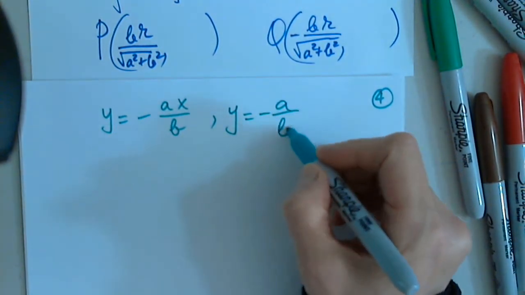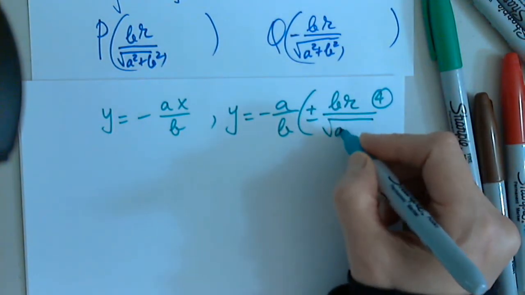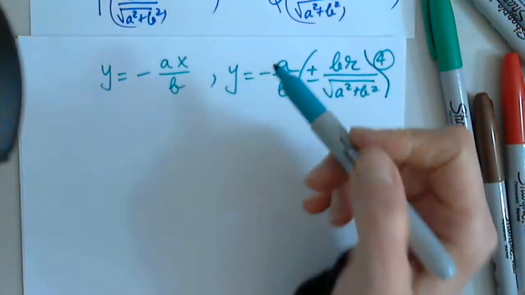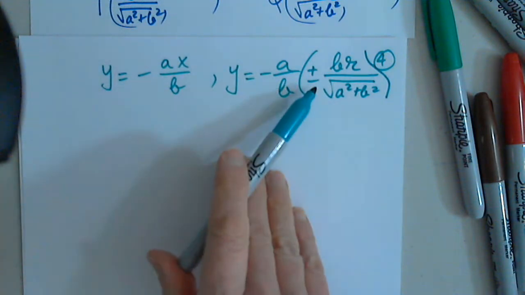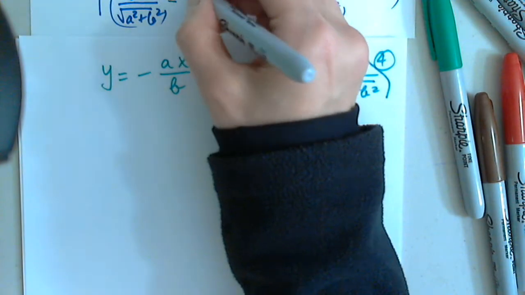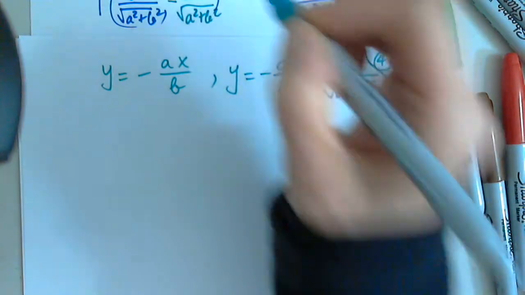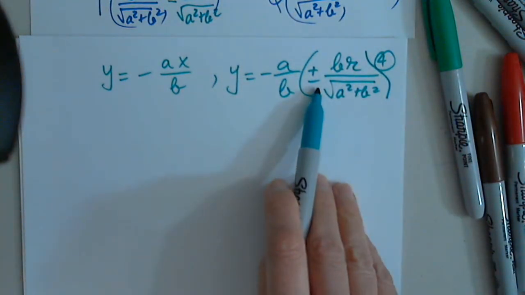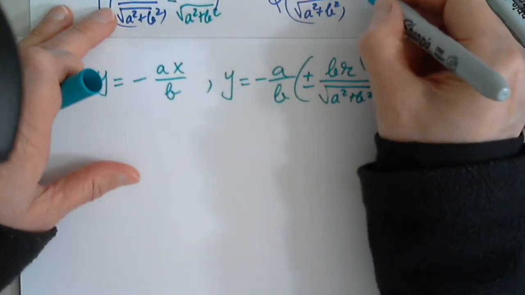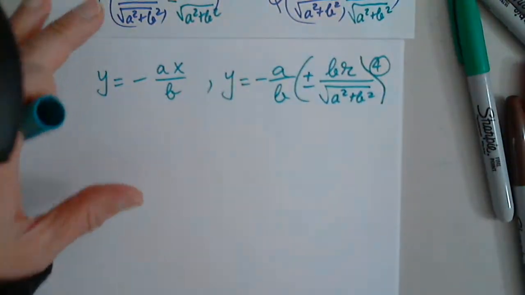negative a over b with a plus or minus br over the square root of a squared plus b squared. So the first, with the positive one, I have negative ar over the square root of a squared plus b squared. And then the one with the negative, I will have positive ar over the square root of a squared plus b squared.